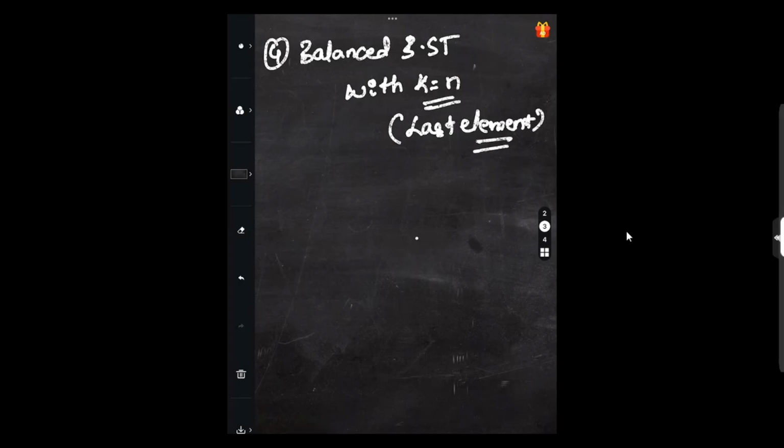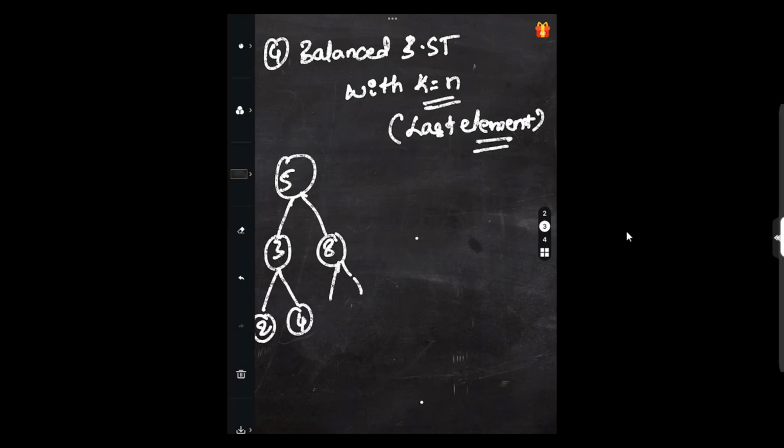So when I say balanced BST with k equals n, let me give here the binary search tree we are considering, right? This will be 8 and this will be 2, this will be 4 and this has to be lesser, right? Let me consider 4. This has to be greater. Let me consider this one as 9. Suppose I give k equals 5. Anything you can consider. I have already considered 3 and 4. So that is the reason I'm considering 5 here.